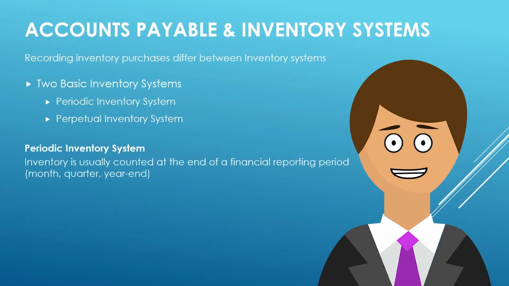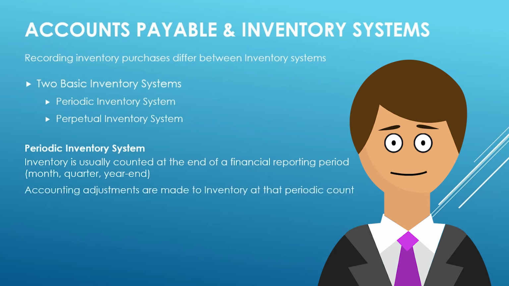So inventory is usually counted at the end of a financial reporting period, whether it's a month, a quarter, or a year end. So we've accumulated all these costs related to all our purchases for that financial reporting period. And then at the end, we count this inventory and we do accounting adjustments to close out all that value we've collected for purchases, put some of it in the ending inventory, and move the rest of it into our cost of goods sold. So it's all based on that periodic inventory count.